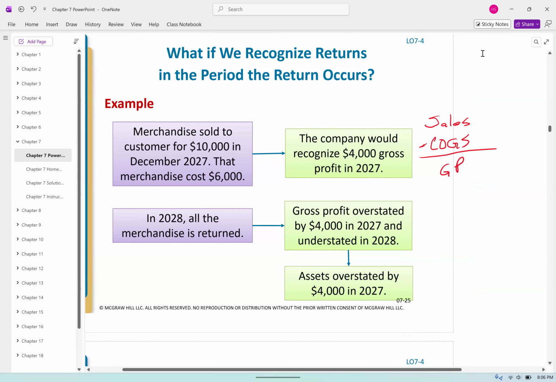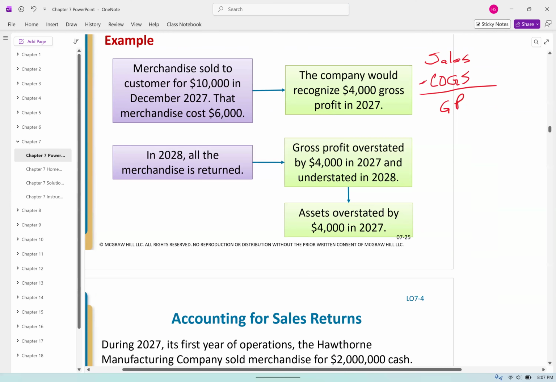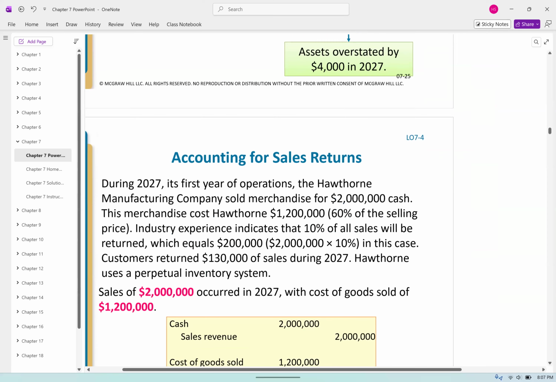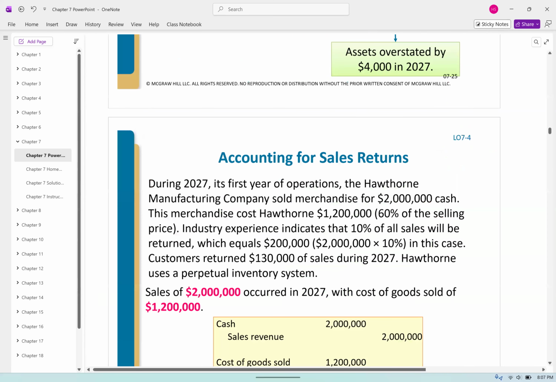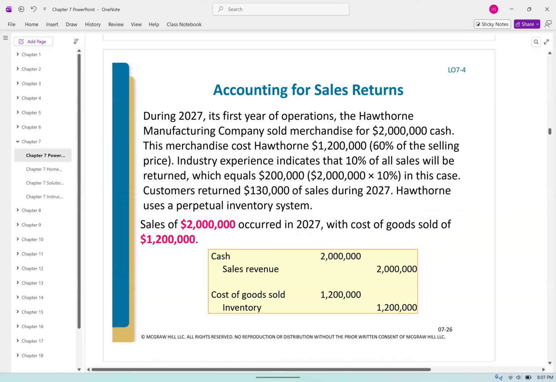This particular sale might not be a material item. $10,000 to Walmart's probably not a very material item. It's very immaterial, so we probably wouldn't even look at that in our sampling. It wouldn't even come up because it's an immaterial amount. So that would lead to the assets being overstated by $4,000 in 2027. Okay. So they give us another example here, accounting for sales returns.